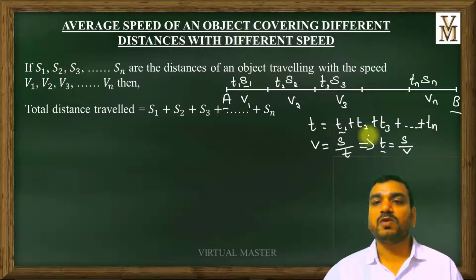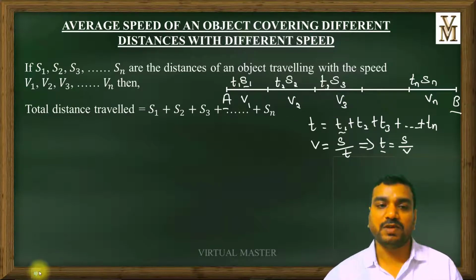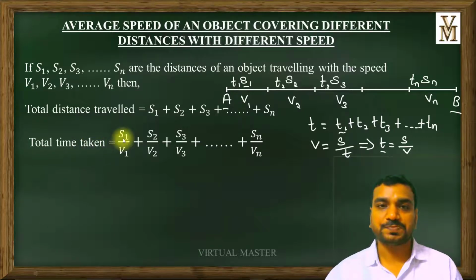Now, in place of t1, I will substitute S1 by V1. Wherever there is T, I am going to substitute S by V, where S is the distance traveled and V is the speed. So similarly, in place of t1 I can write S1 by V1, in place of t2 I can write S2 by V2, and in place of t3 I can write S3 by V3. So after substituting the value of T by S by V, I am going to get total time taken equal to S1 by V1 plus S2 by V2 plus S3 by V3 up to Sn by Vn. I hope everyone has understood how I have got this formula, isn't it?